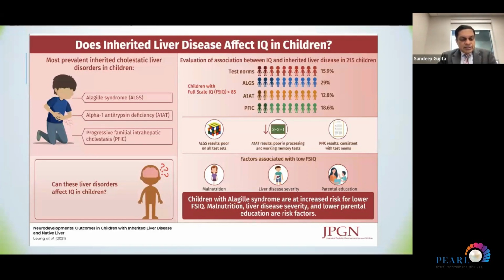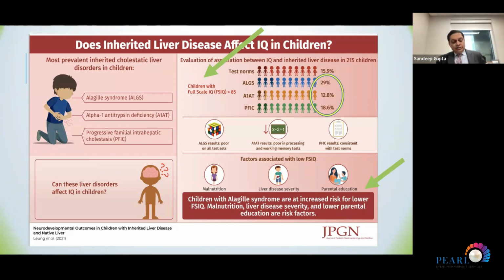Talking about inherited liver diseases, this looked at the neurodevelopmental outcomes in children with inherited liver diseases of Alagille syndrome, alpha-1, and PFIC. They administered a scoring system known as full-scale IQ, and a score of less than 85 is abnormal. What they found was that a decent number of children with these conditions scored poorly on FSIQ, especially those with Alagille syndrome. Some of the factors associated with low FSIQ were malnutrition, parental education, and liver disease severity.